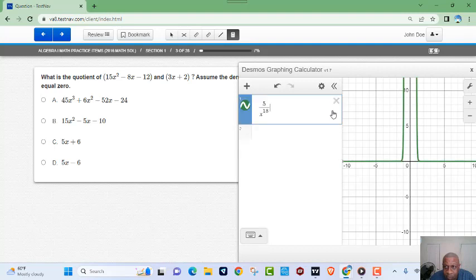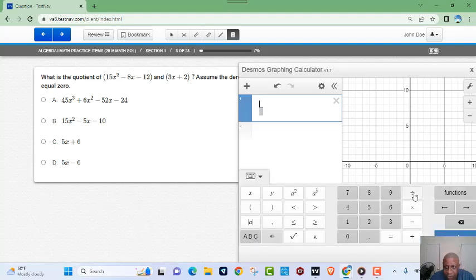So let's clear out this previous information here. So let me put in my division symbol, and let me put in 15x squared minus 8x minus 12, and that's divided by 3x plus 2. Okay, so we get that line there that we see on the right on Desmos.